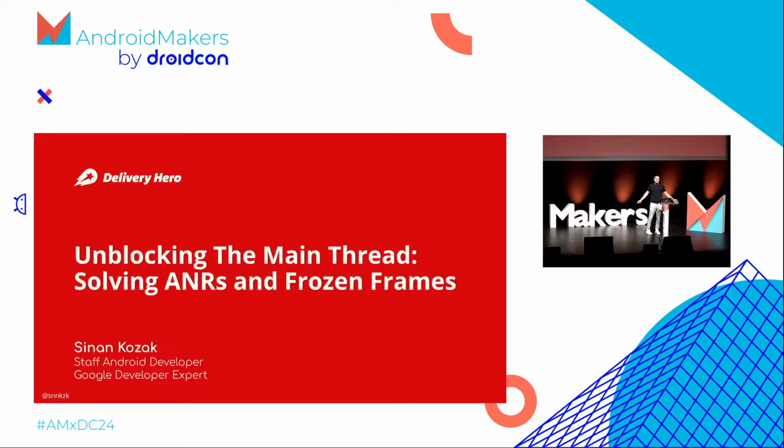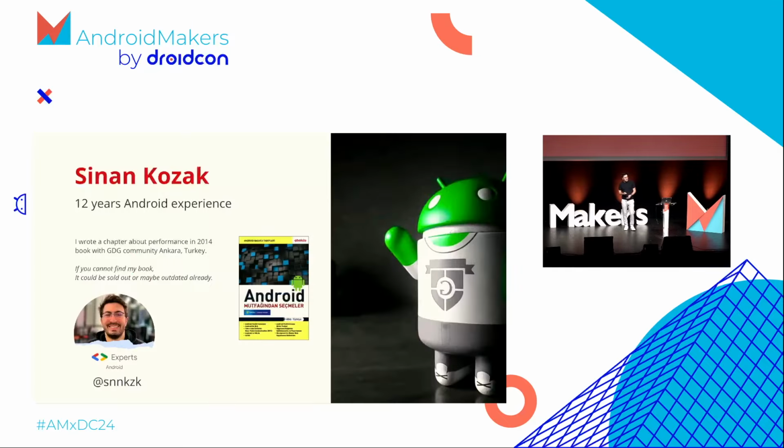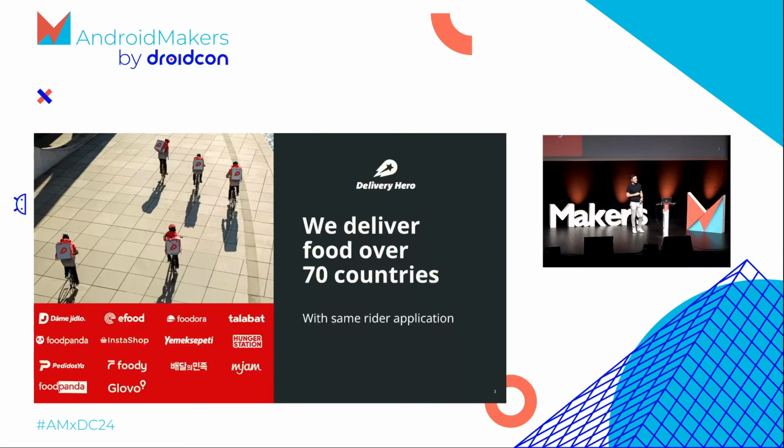My name is Sinan, and I want to talk about how you can unlock your main thread and get rid of some of the ANRs and frozen frames in your application. But who am I to talk about it? I have like 12 years of experience. Ten years ago, I was a part of a book, responsible for the performance part. I'm happy to give this talk 10 years later, and I plan to do a small retro afterwards to compare: has anything changed in the last 10 years?